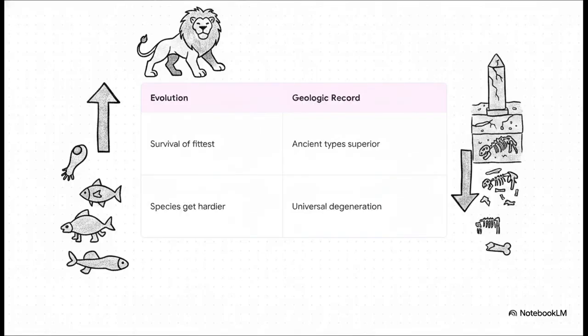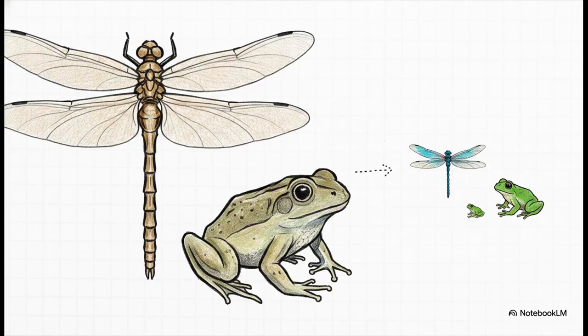Then, the text takes evolutionary theory and just flips it completely upside down. It contrasts the evolutionary expectation of constant progression, the idea that species become hardier and better over time, against what it calls the record of degeneration. It argues that the physical geologic record actually shows the exact opposite of survival of the fittest. How does it prove this? By bringing out even more massive, incredible physical fossil props.